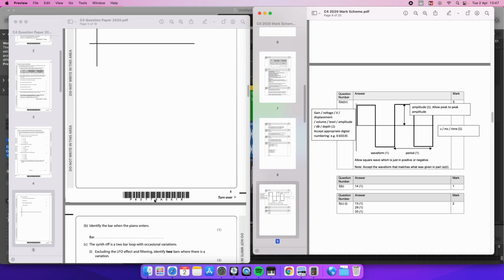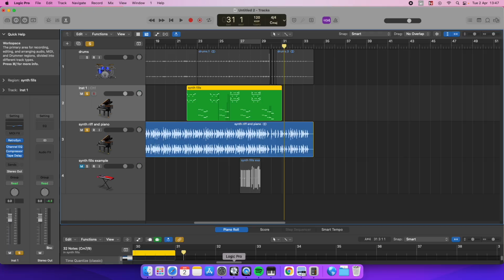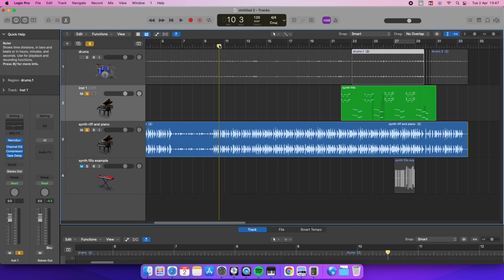What do we got next? Identify the bar where the piano enters. Oh my God. Apparently it's on bar 14. I'm not going to listen through to bar 14. Is it just like in the entire song? All right, on the synth and piano fill, when do you hear piano? Okay, let's go back and find out when we hear piano. If it's telling us bar 14, we're not going to. All you'll do is just listen for piano. So let's hear synth and piano.